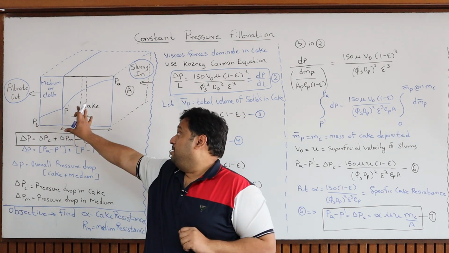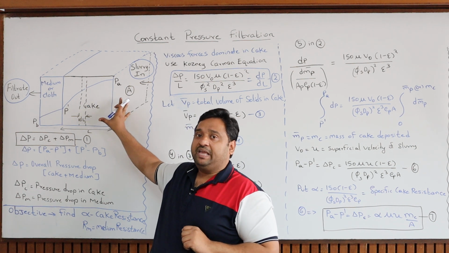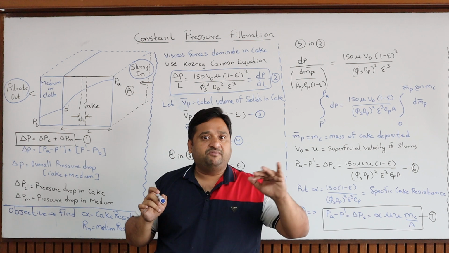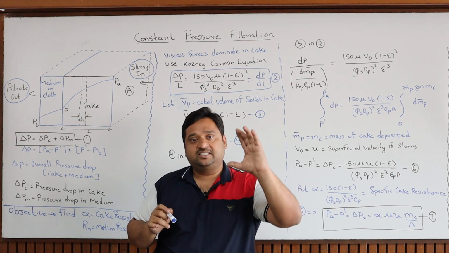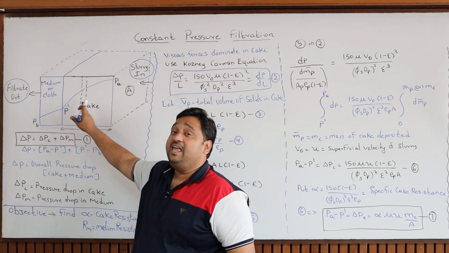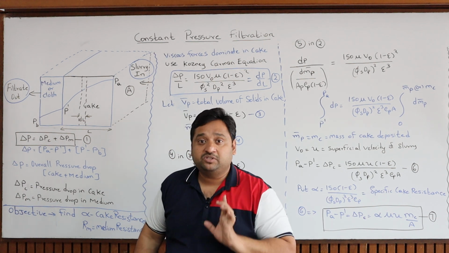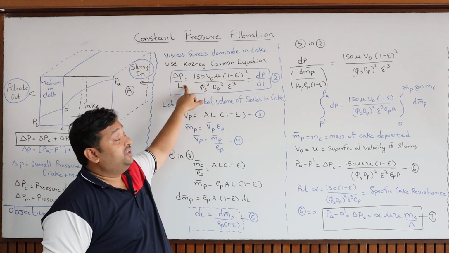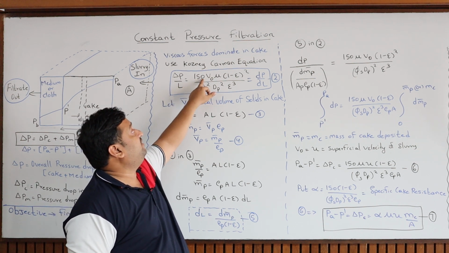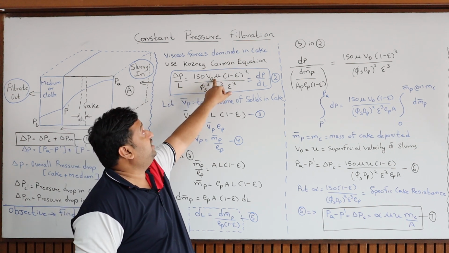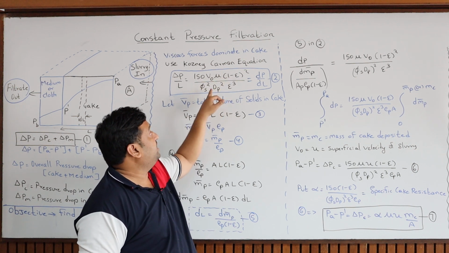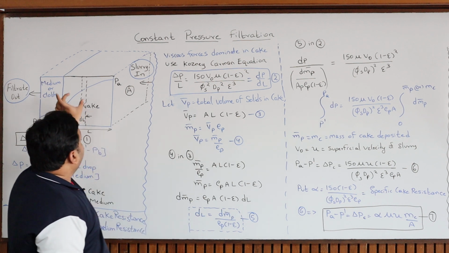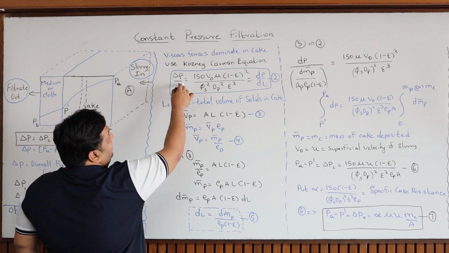Let us assume, because there is a huge bunch of cake that will be deposited in the filtration unit, that the velocities are very low. In such cases, the pressure drop in this cake will be estimated using the Kozeny-Carman equation. As we already saw, delta P by L is equal to 150 into V0, the superficial velocity, viscosity, porosity, sphericity, particle diameter, and so on.